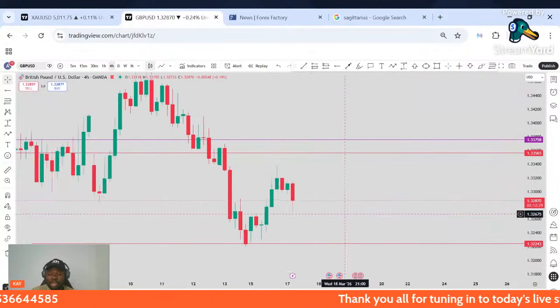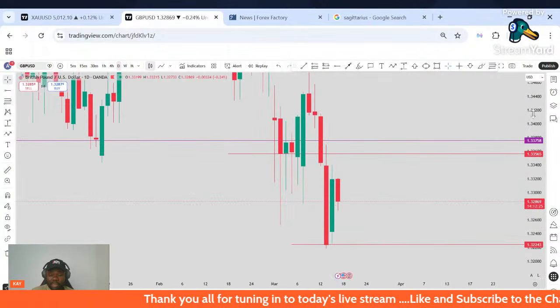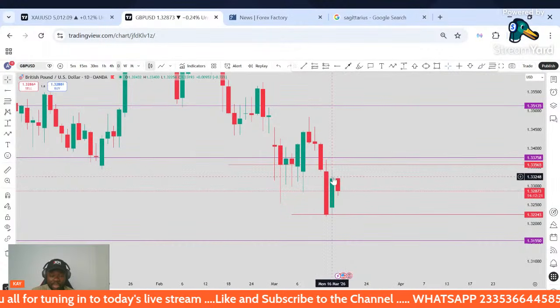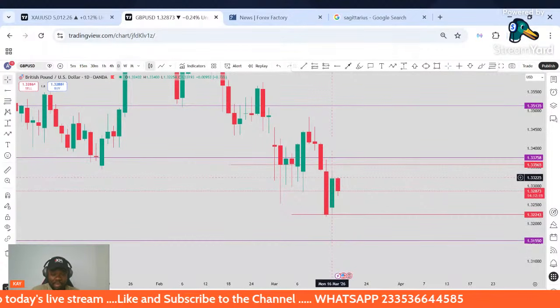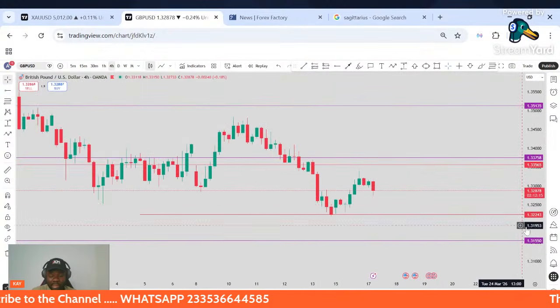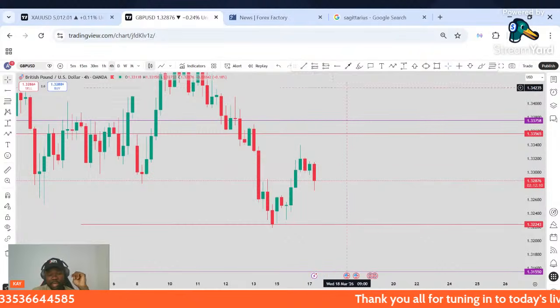So looking at the H4 time frame, with the daily time frame, you will be looking for a buy at the same time as a sell, depending on how the candle is forming. We are still going to be looking for a buy and at the same time looking for a sell because of how the market has formed over there. So let's look at the H4 time frame.